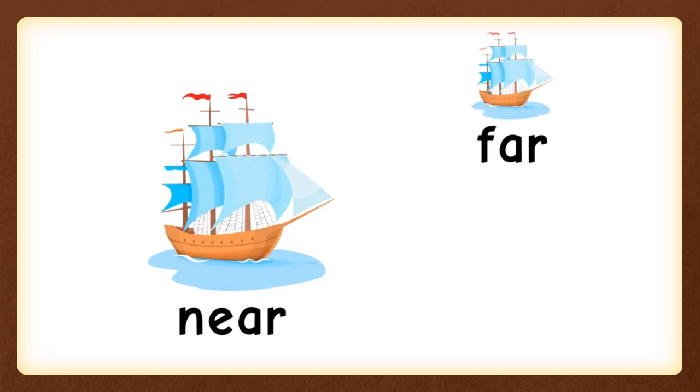In this picture, you can see two sailing boats. Yes or no? Yes. The boat which is next to us, that is near to us, whereas the boat which is away from us, that is far from us. So the boat which is next to us is near and which is away from us is far.